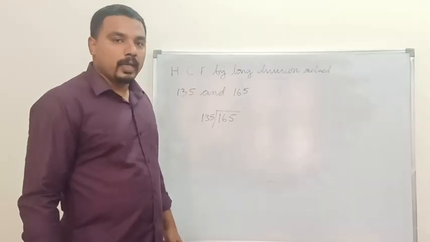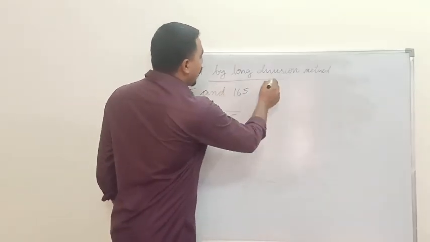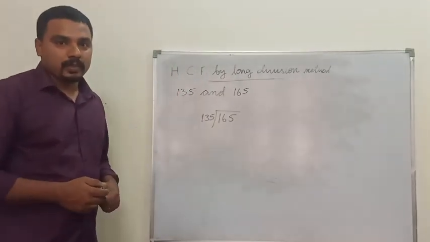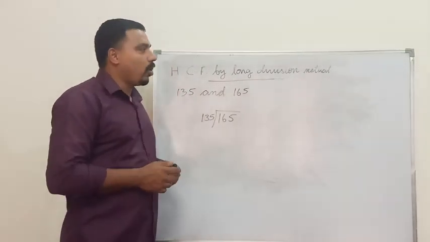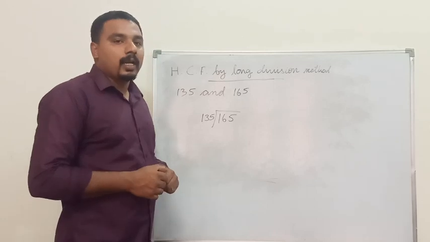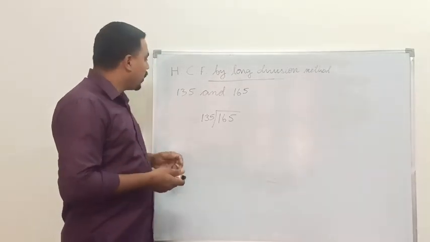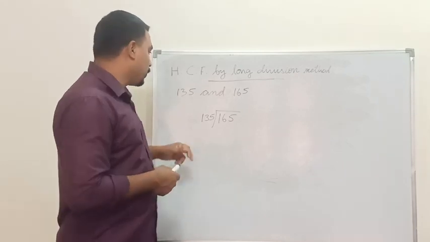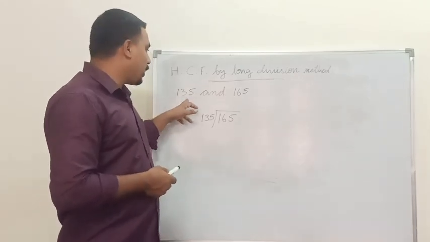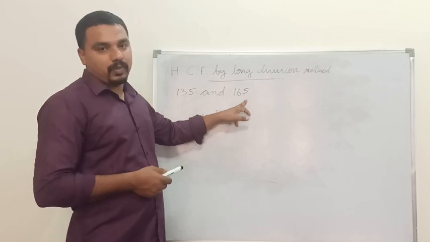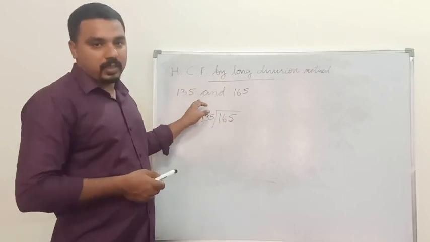Okay. Next is HCF by long division method. How to find out the HCF by long division method? Here we are using just the division, how we are doing, like that only. But some steps we have to follow. So consider these two numbers, 135 and 165. We need to find out the HCF of the given numbers.